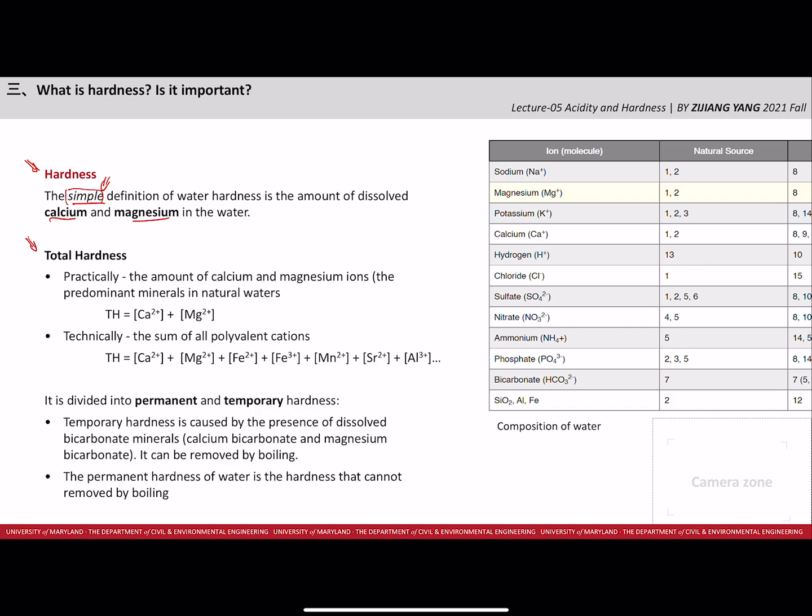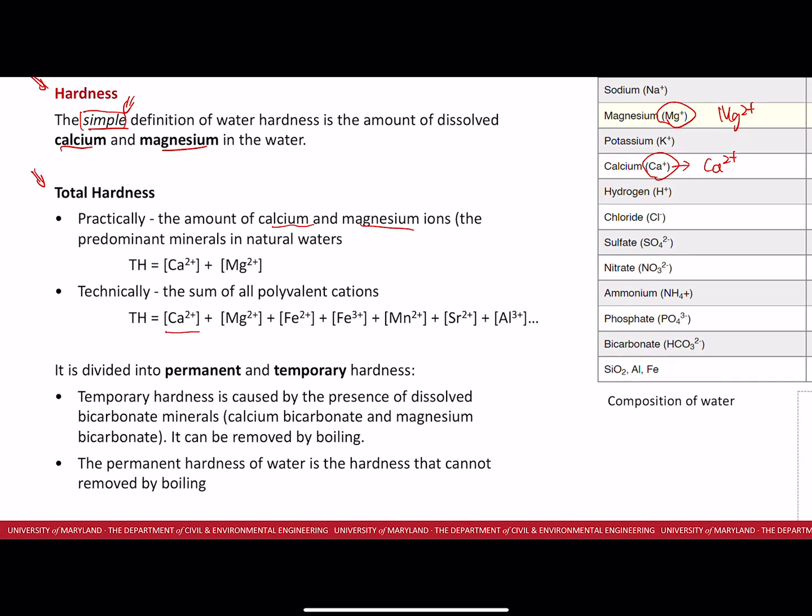Practically, as we mentioned in the last class, the main contributions in the water are magnesium and calcium. And actually, this should be 2+. So the amount of calcium and magnesium can be considered as the total hardness. But technically, because we have different compositions of chemicals in water, except for calcium and magnesium, we have iron, we have manganese, and we have some other metal elements.